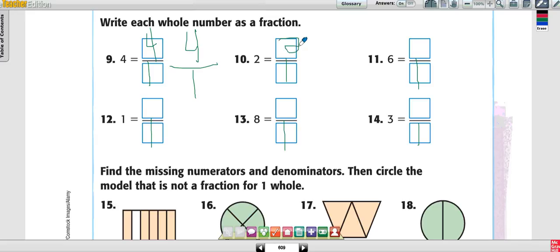Okay, so this would be 2. 11 would be 6 over 1. And then obviously 1 over 1. And then 13 would be 8. And then 14 would be 3.